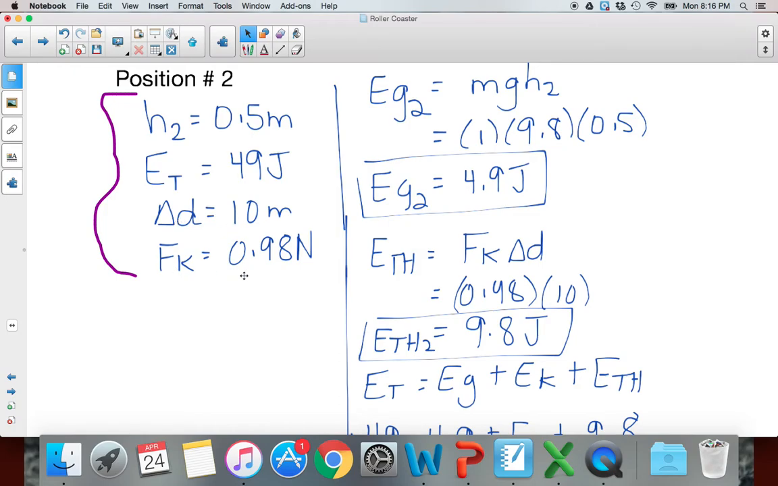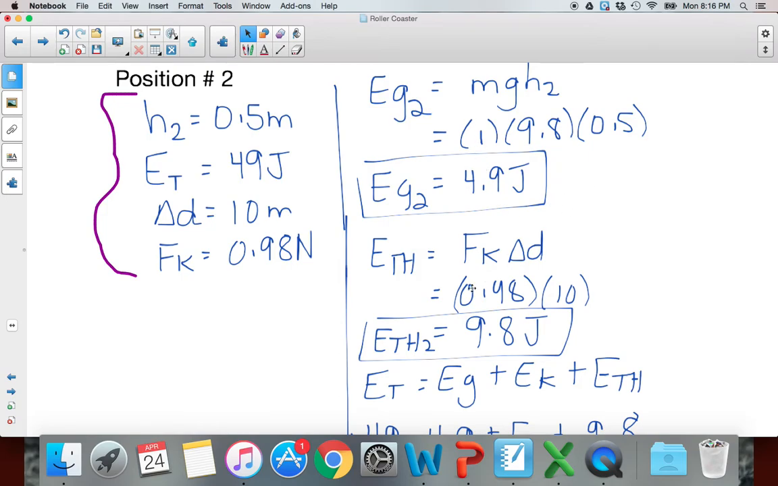I don't know the kinetic. It's definitely moving, so there's kinetic energy and speed, but I don't know what they are yet. But something I can do right away is solve for gravitational. Remember I told you the first thing you can start with. So it's 4.9 joules, same equation.